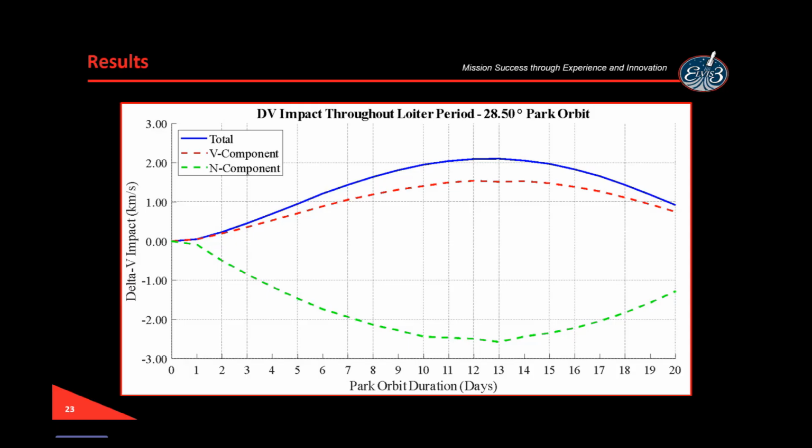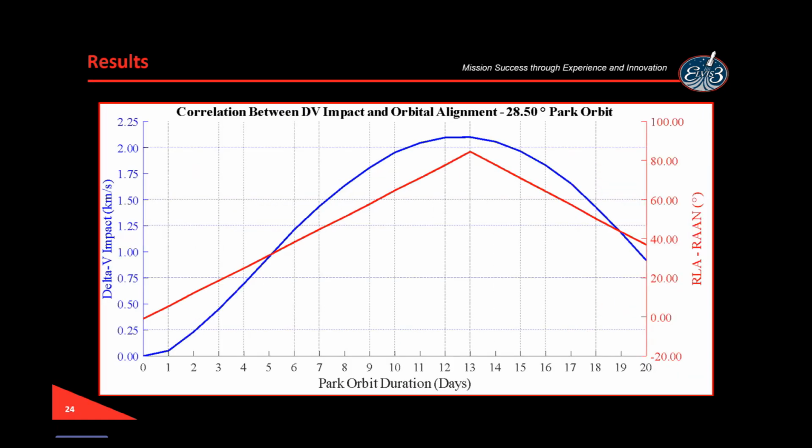The next plot is going to show the correlation between this orbital alignment and the total delta V. The blue line here is the same blue line we saw on the last plot, just total delta V, but the red one is new. That's representing the alignment between the orbital plane and the hyperbolic targets. The value is RLA minus the inertial RAN of the park orbit. You can see a pretty clear correlation between delta V and that alignment parameter.